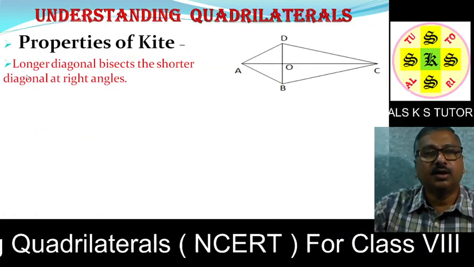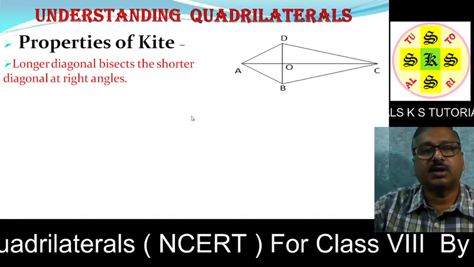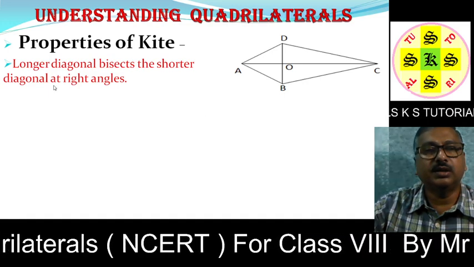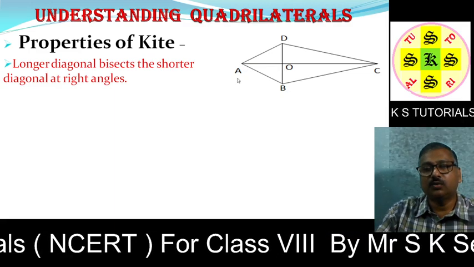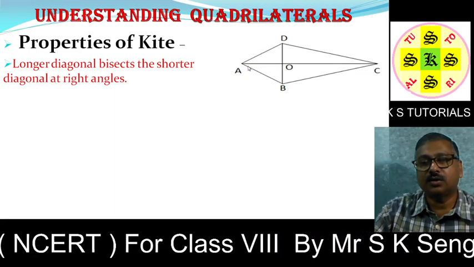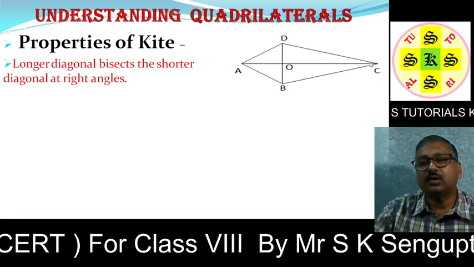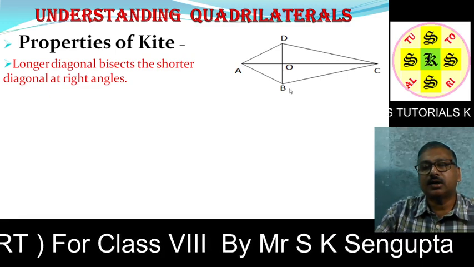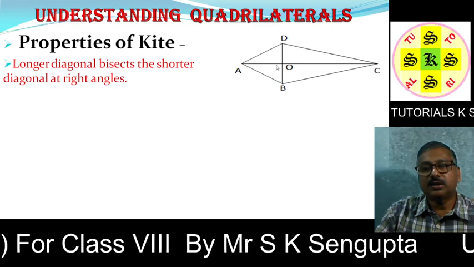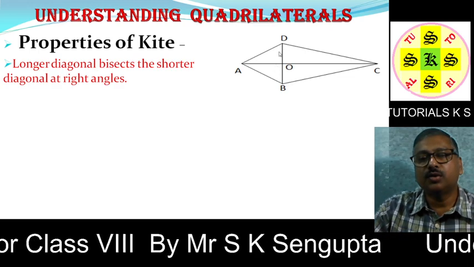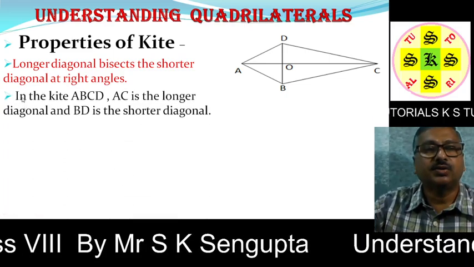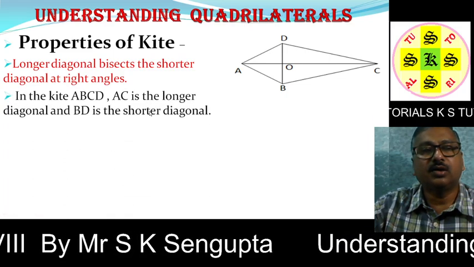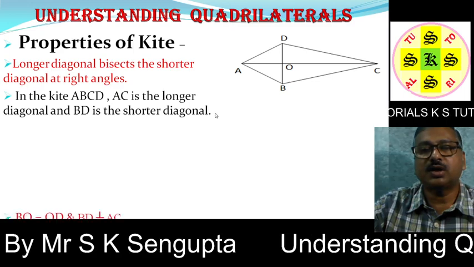Properties of a kite. The longer diagonal bisects the shorter diagonal. Only one, at right angles. So here, if we see the figure, one diagonal is longer, another is shorter. In this figure, AC is the longer diagonal and BD is the shorter diagonal. So as per the properties, BO equal to OD as well as these two diagonals are perpendicular to each other. So in this kite ABCD, AC is the longer diagonal and BD is the shorter diagonal.